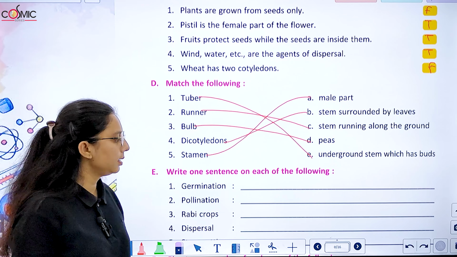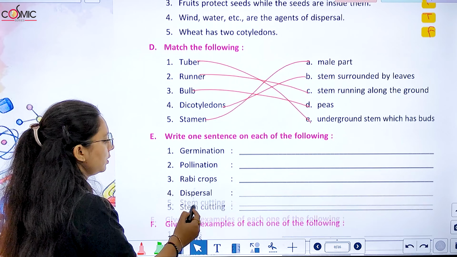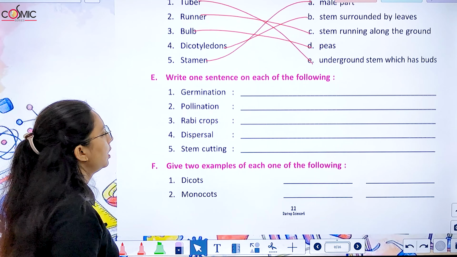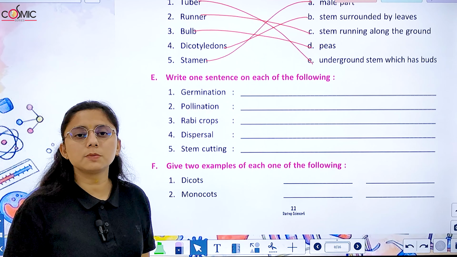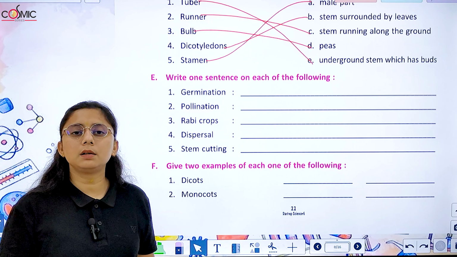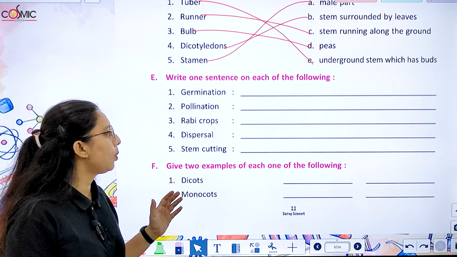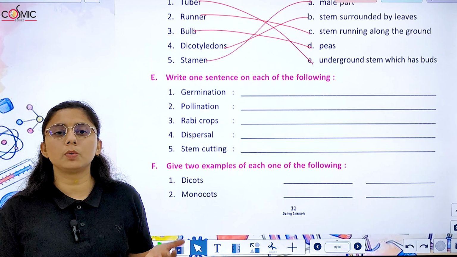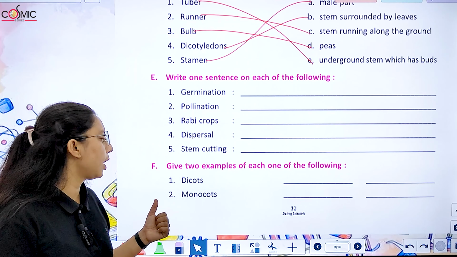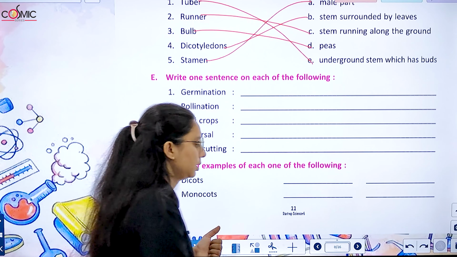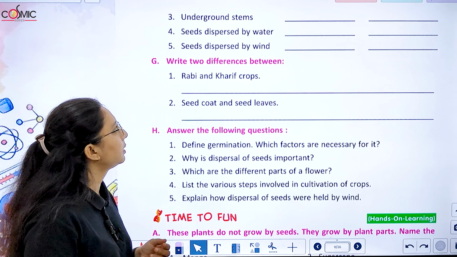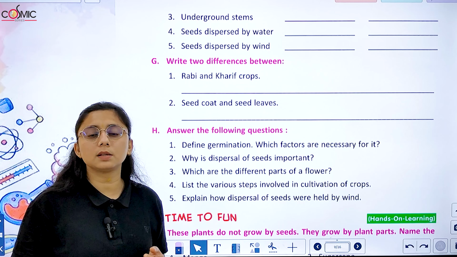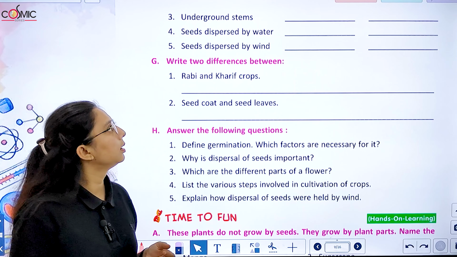Now write one sentence on each of the following: germination, pollination. What is germination? The process by which seeds are turned into seedlings is known as germination. What is pollination? You have to write. What is Rabi crop? The crops which are grown in. जो कब grow करते हैं, dispersal क्या होता है? What is stem cutting? Now write two examples of each. You have to write dicots, monocots. Dicots में आप लिख सकते हैं. Underground stems में आपके क्या क्या आ जाता है? Like you have potato, ginger.